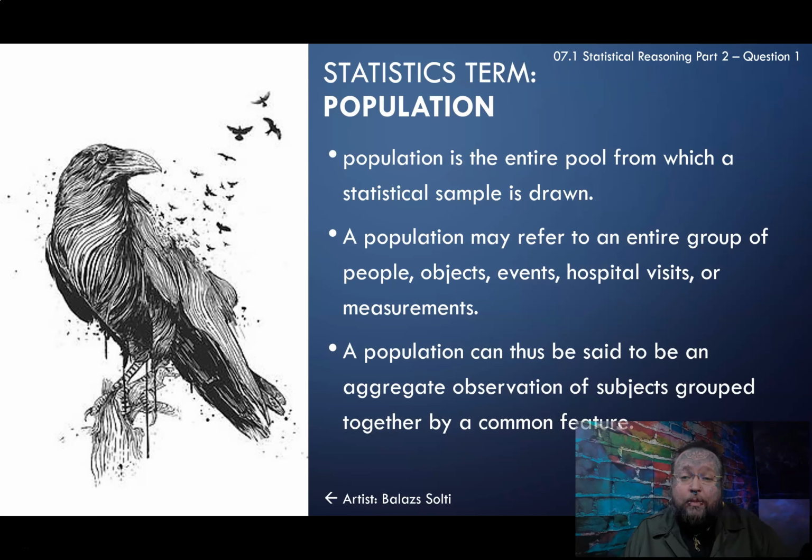It can be an entire group of people, or it could be objects and events, hospital visits, wait times, or a group of measurements that you're looking at or you've gathered or you're analyzing. So overall, population gives a term to talk about this overall thing that we're pulling data from. A population can then be said to be an aggregate of observations or subjects grouped together by some common feature. So there's something that relates them together in some way.